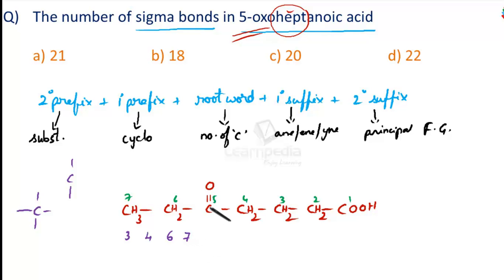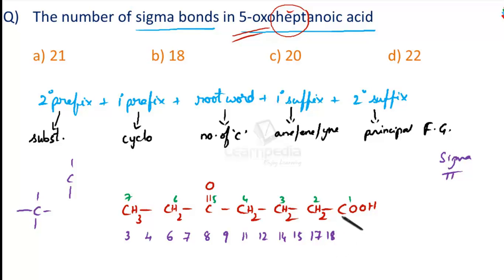Whenever more than 1 bond is present between any 2 atoms, only the first bond formed between them is the sigma bond, and all the remaining become pi bonds. So here 1 is a sigma bond, so that is the 8th sigma bond, and this is the 9th one, and 2 more here, so 11. This is 1, meaning 12. 2 more here, that is 14. This is the 15th one. 2 more here, that is 17. This is the 18th one.